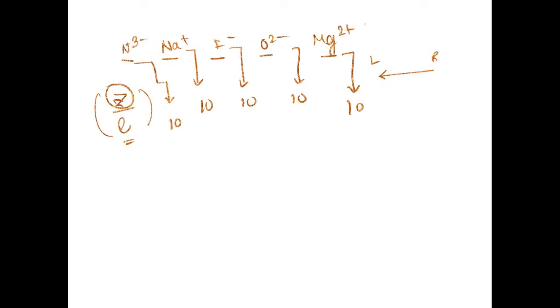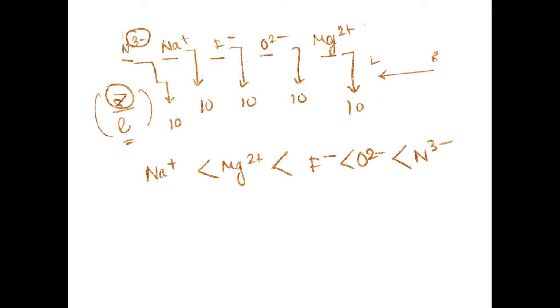So the higher the Z, meaning the higher the negative charge, the higher will be the radius, meaning size. So the size trend in increasing order will be: first sodium plus, then magnesium 2 plus, then F-, then O2-, and at the end N3-. I have kept this question for the basic concept.